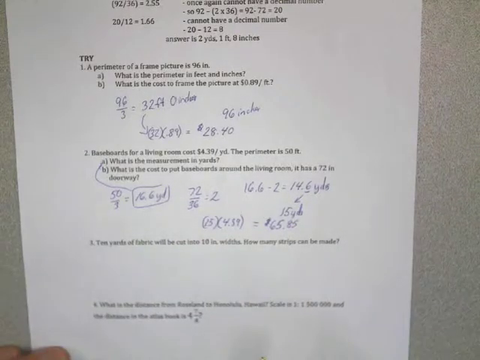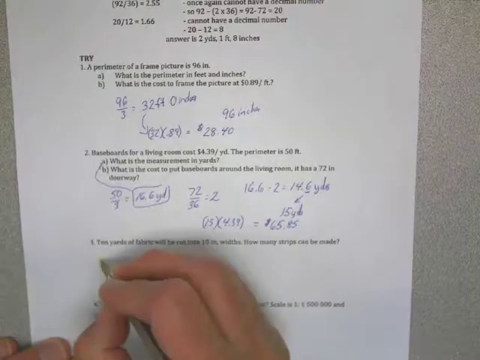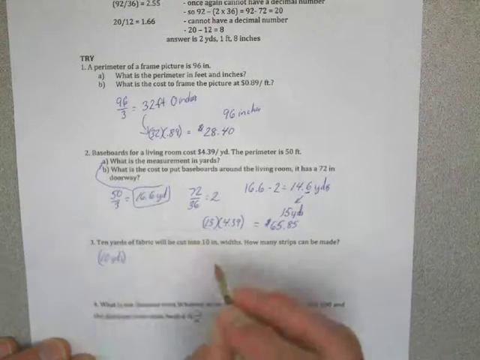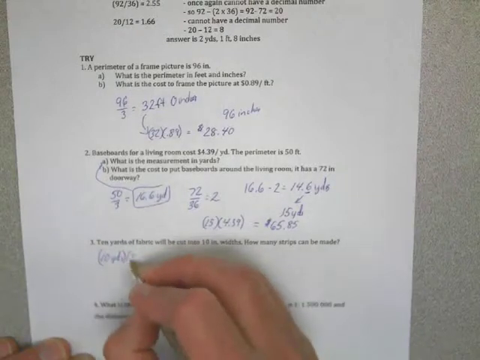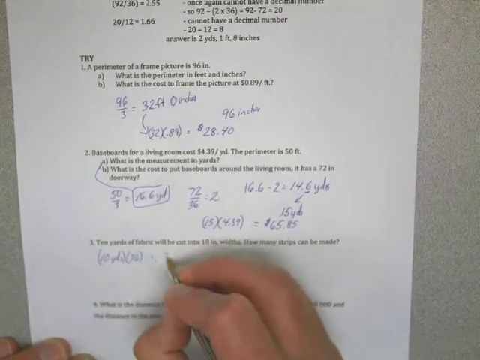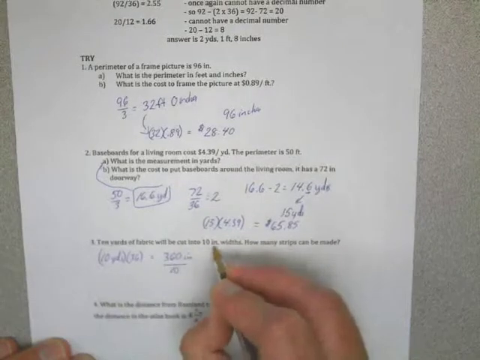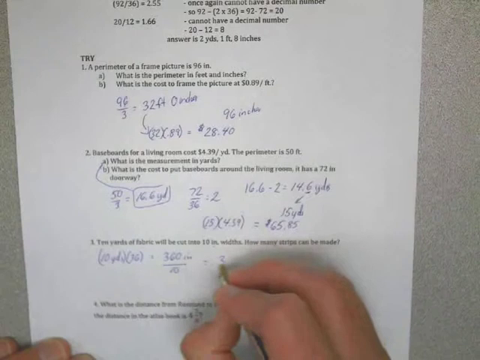Number 3, 10 yards of fabric will be cut into 10-inch widths. How many strips can be made? So 10 yards, because we're talking about inches, is going to be multiplied by 36, which equals 360 inches. Divide that by 10, because we're cutting it into 10-inch widths, and we get 36 strips.